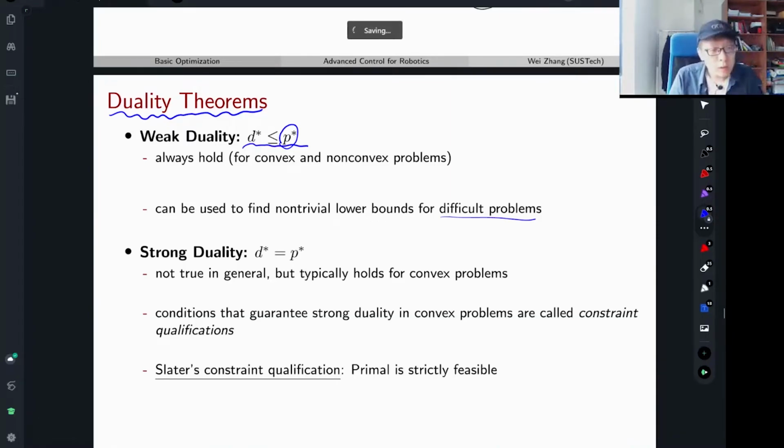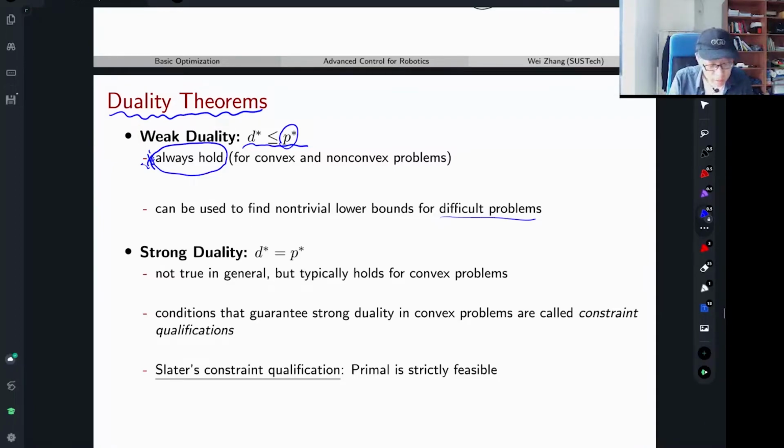And the strong duality is the so-called strong duality theorem, which says sometimes the dual optimal cost is equal to the primal optimal cost, with D star equal to P star. This is not true in general. Weak duality always holds, and can always be used to find a lower bound of the optimal cost.